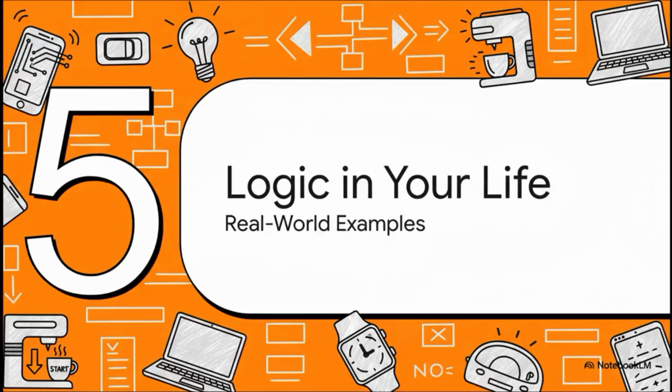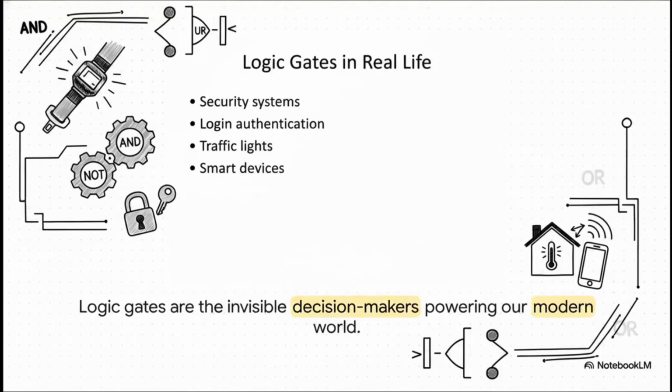So let's bring this all back down to earth. Ever think about your car's seatbelt warning? That annoying little light only turns on if the key is in the ignition and the seatbelt is not buckled. See? That's an AND gate and a NOT gate working together. Or when you log into anything online, you need the correct username and the correct password. That's an AND gate. Even a smart thermostat that kicks on the heat if the temperature is below a certain point, or you tell it to from your phone, that's all built on these basic ideas. They are literally the invisible decision makers running our modern world.